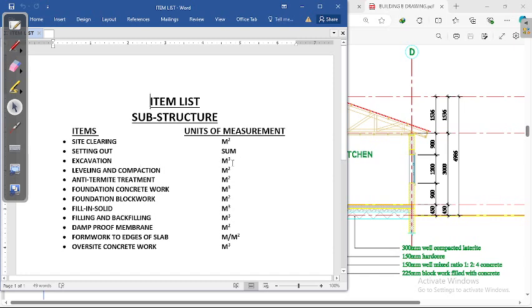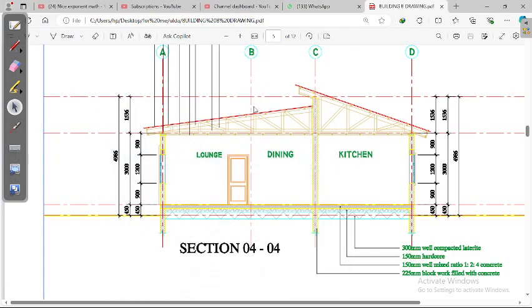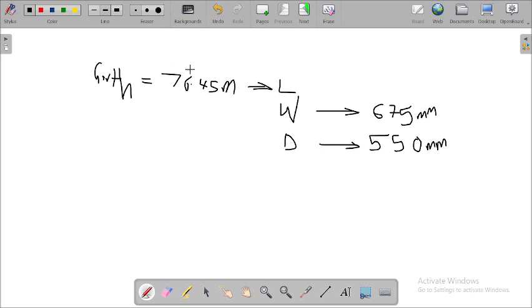So meaning that we need three dimensions: the length of excavation, the width of excavation, and the depth of excavation. Now going by what we have here, I said our girth, being 76.45 meters, will be the length of our excavation, because that is the overall linear meter along which the excavation is going to be done.